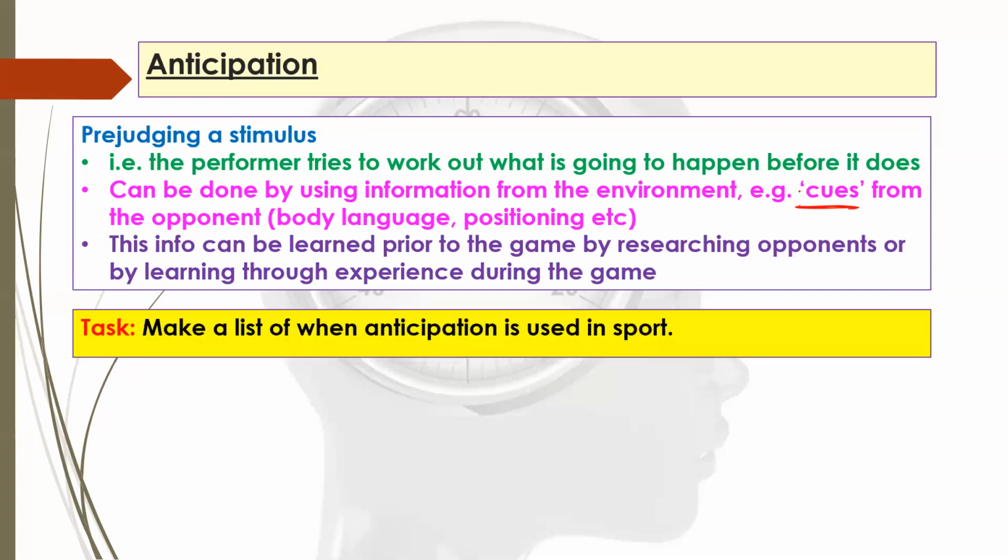So I've run through a few examples there, but can you just make a list of when anticipation might be used in sport? Try and think of different sports. Again, invasion games, racket sports, bat and ball games, but even things like combat events like boxing, things like that. When might anticipation be used in sport? Just make a few notes.